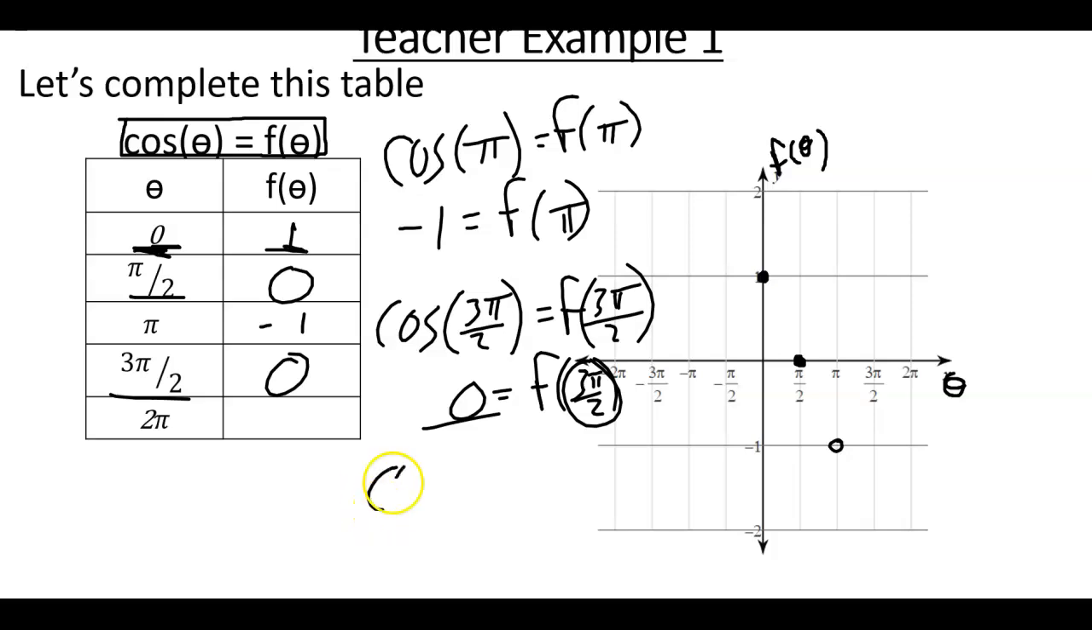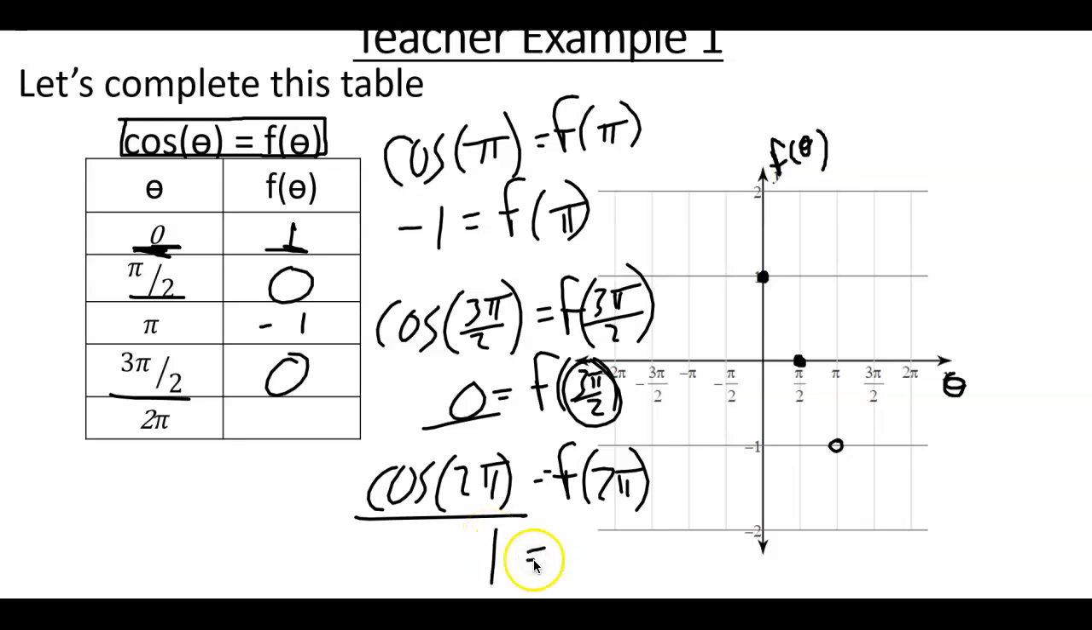And we'll do one more. Cosine of 2 pi is equal to f of 2 pi. Cosine of 2 pi, the x value at 2 pi is, no, it's not 0, my bad. It's 1. All right, so at 3 pi over 2, we have 0, so I'm going to go back to the x-axis there, and at 2 pi, we're up 1.